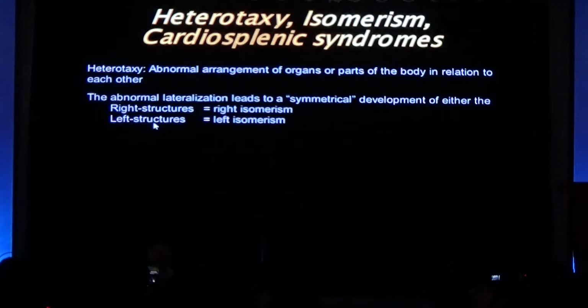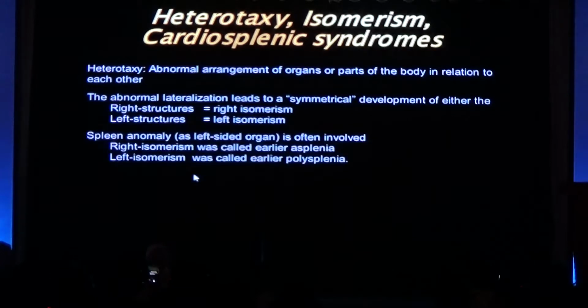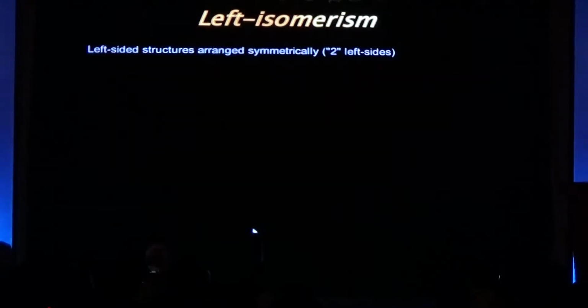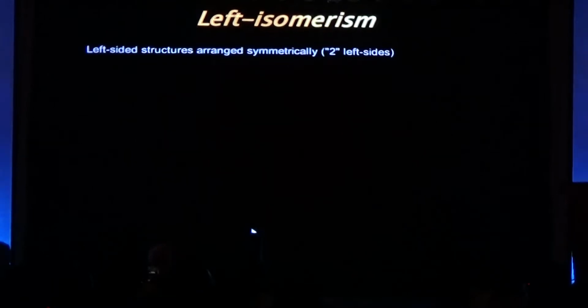And that's a very convenient way to think, because if you think that your baby has right isomerism, all the left-sided structures will be defective. If you have a baby that has left isomerism, all the right-sided structures will be defective. This used to be called asplenia and polysplenia in the old days when I was a medical student.